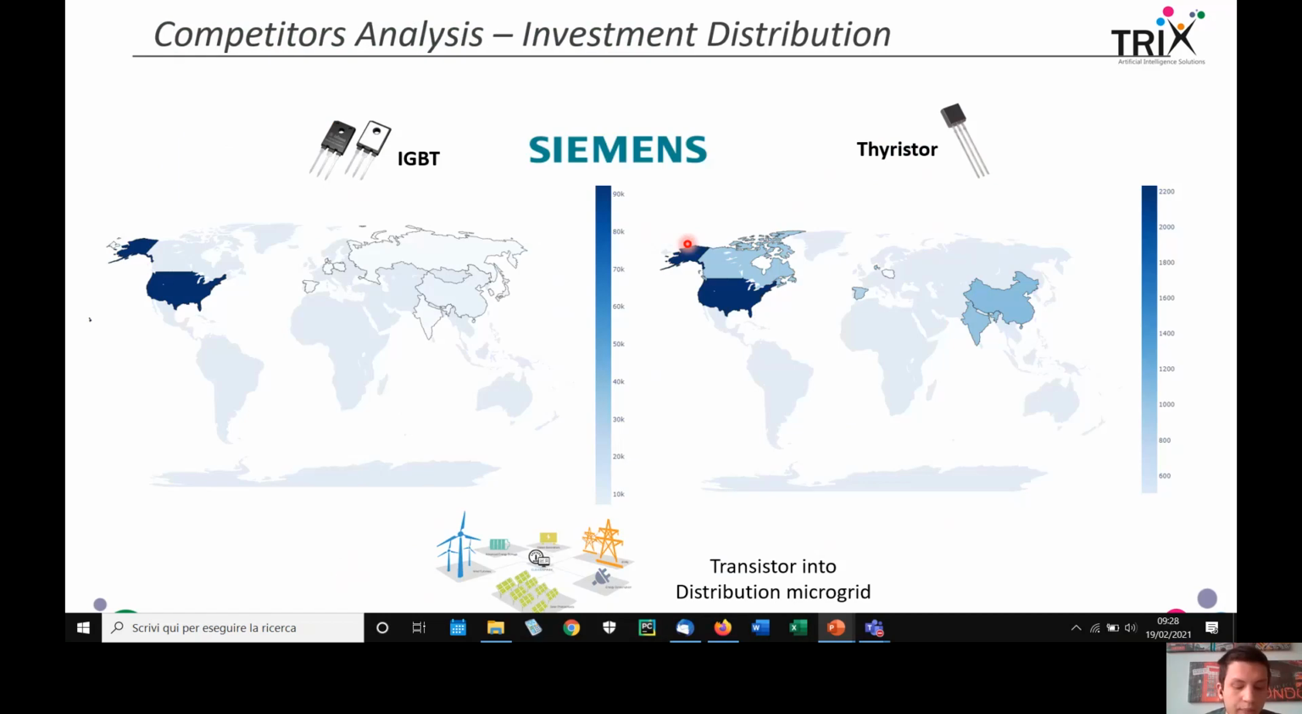Or I can compare two technologies, such as in this case IGBT, a type of transistor, and thyristor, two different technologies that I can use in the distribution microgrid. I can compare many technologies based on a single competitor, two, three, four competitors, or the whole pool.